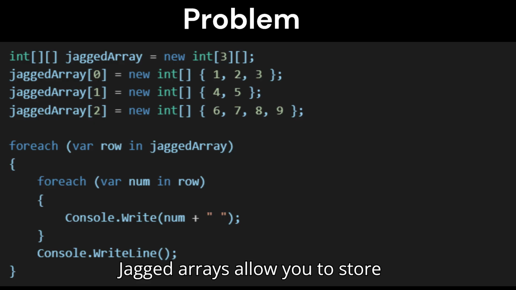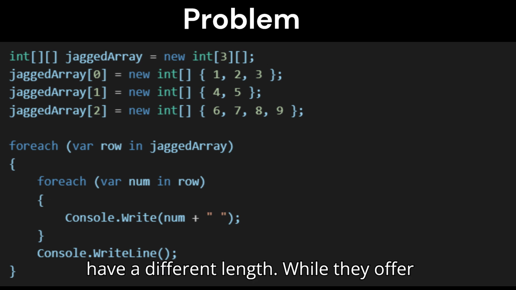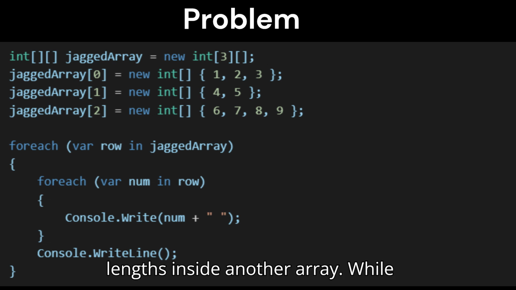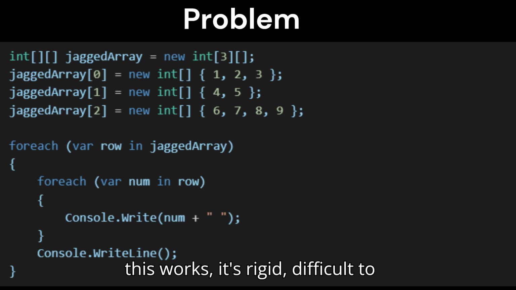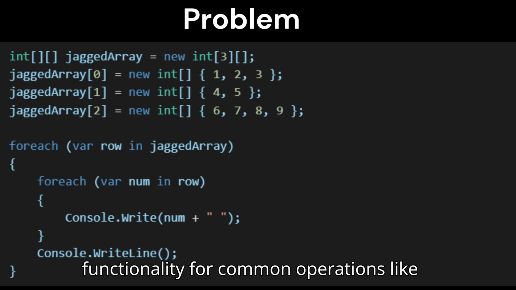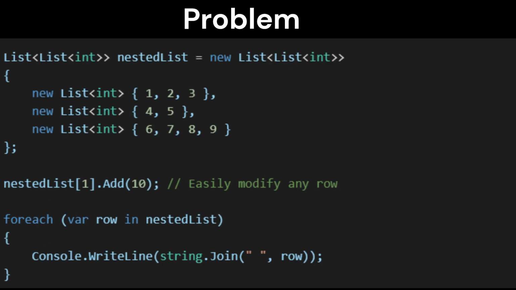Jagged arrays allow you to store multidimensional data where each row can have a different length. While they offer some flexibility, they come with limitations. Let's see why. Here, we store arrays of different lengths inside another array. While this works, it's rigid, difficult to modify dynamically, and lacks built-in functionality for common operations like adding or removing rows.